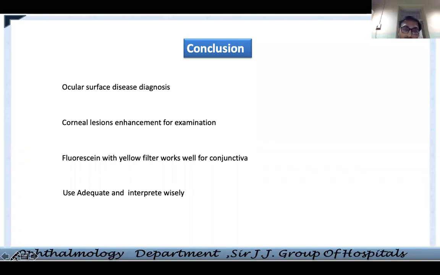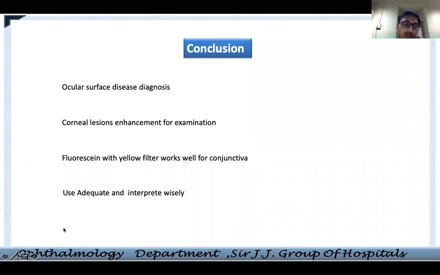Fluorescein with the yellow filter works well for the conjunctiva. So if you don't have Lissamine green or Rose Bengal, or are not able to appreciate the findings with them, but you have a yellow filter, and you examine with fluorescein and the yellow filter, then you will of course see a very good conjunctival surface, which is as appreciable as your Lissamine green staining.